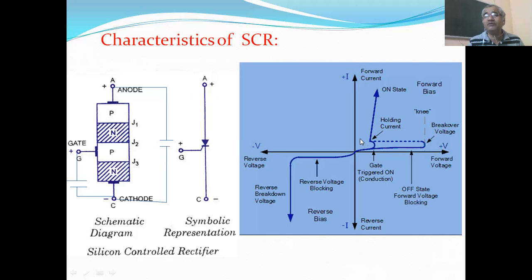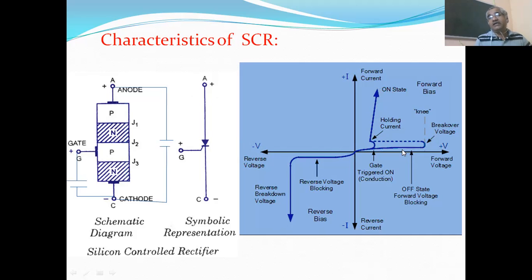So device is turned on, but the voltage between the anode and cathode drops suddenly. Therefore, the drop in voltage across the anode and cathode is denoted by this dotted line. So these are the forward characteristics of this silicon controlled rectifier. Now, in this region of the characteristics the device is off, and in this state the device is on. So device is turned on.